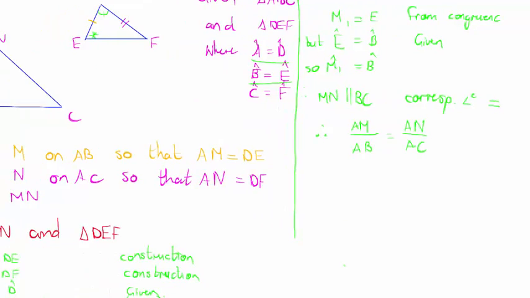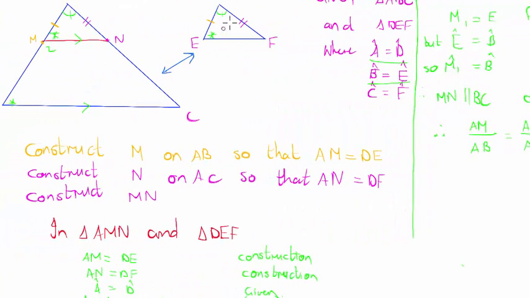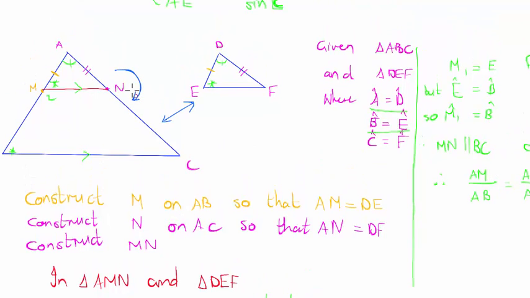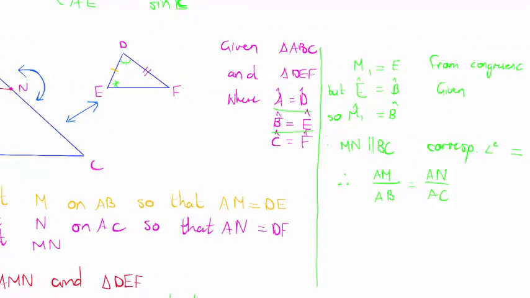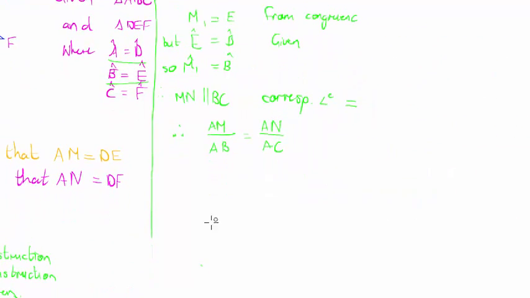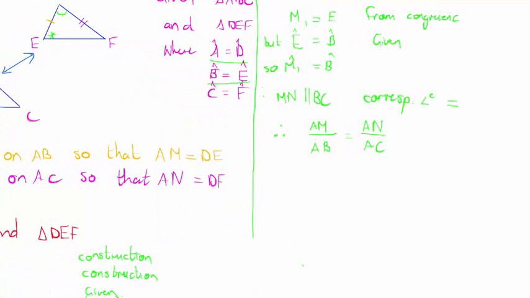Remember, I want to show that these two triangles are similar. I've just shown that these two triangles, the big one and the one that's smaller, are similar. So to continue further to show that they are similar, I'll have to just remind my reader that AN is equal to DE by construction, and AN is equal to DF. Sorry, by construction.